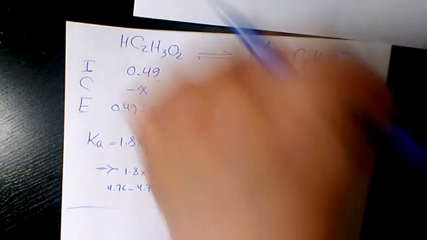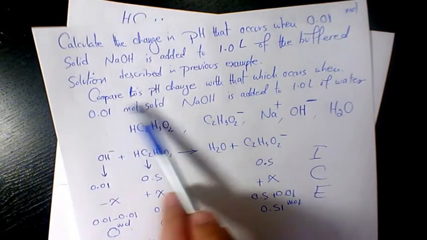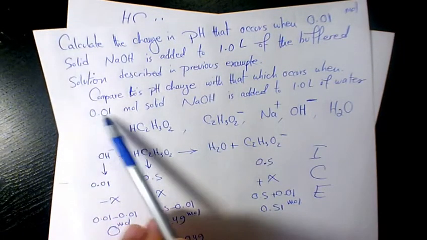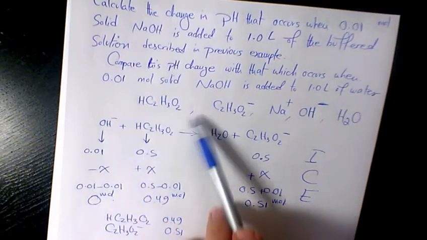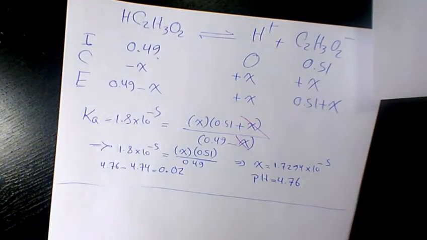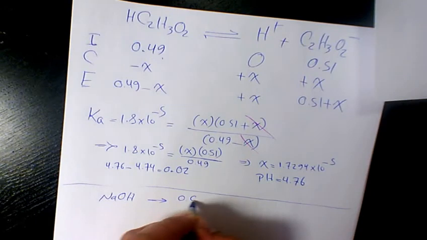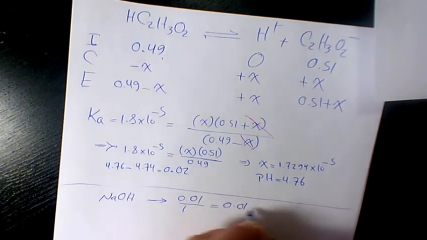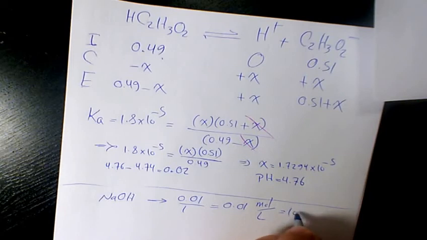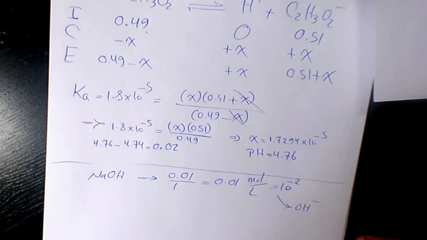Now let's look at the second part of this example. It says compare the same situation. We add 0.01 mole of solid NaOH to 1 liter of water, not buffered solution, water. So I'm going to have NaOH, 0.01 divided by 1 is going to be 0.01 molar, or 10 to the power of negative 2 mole per liter, which is going to dissociate into hydroxide and sodium.